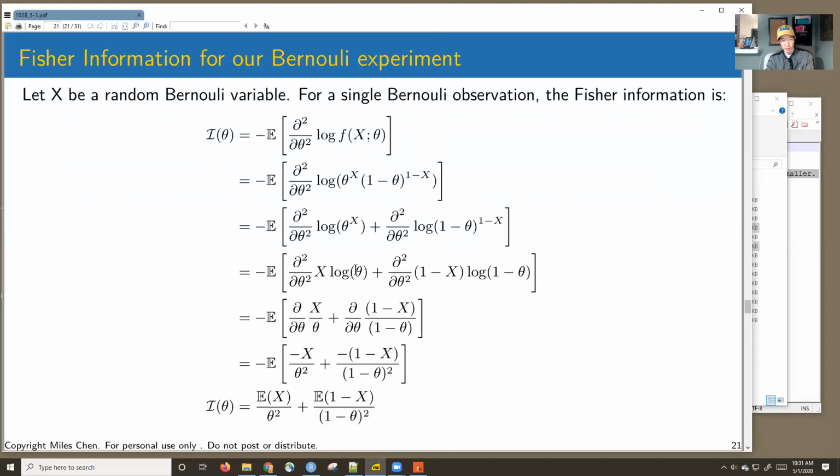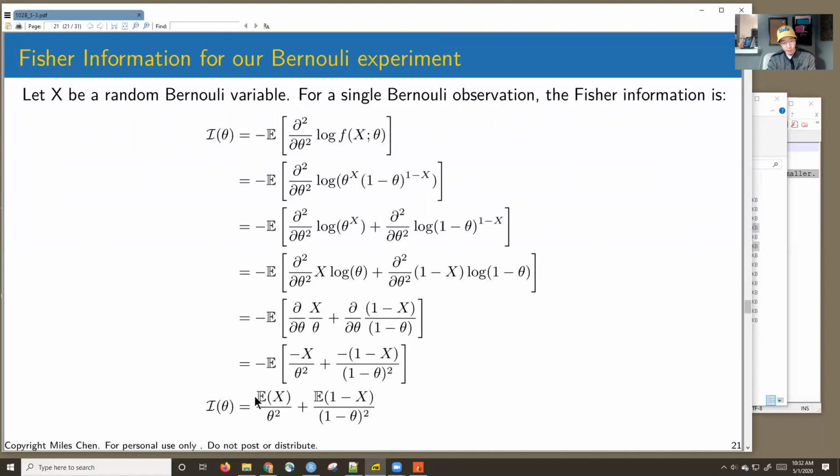Well, we want the second derivative of this, okay? If I take the first derivative, I'm going to get x over theta, and so the second derivative will be the partial of this with respect to theta. So it's going to be the derivative of x over theta, and the derivative of 1 minus x over 1 minus theta. The derivative of this first term is going to be negative x over theta squared, because this is basically x times theta to the negative 1, and so it becomes negative times theta to the negative 2. Same idea right here. And so this is what we have.